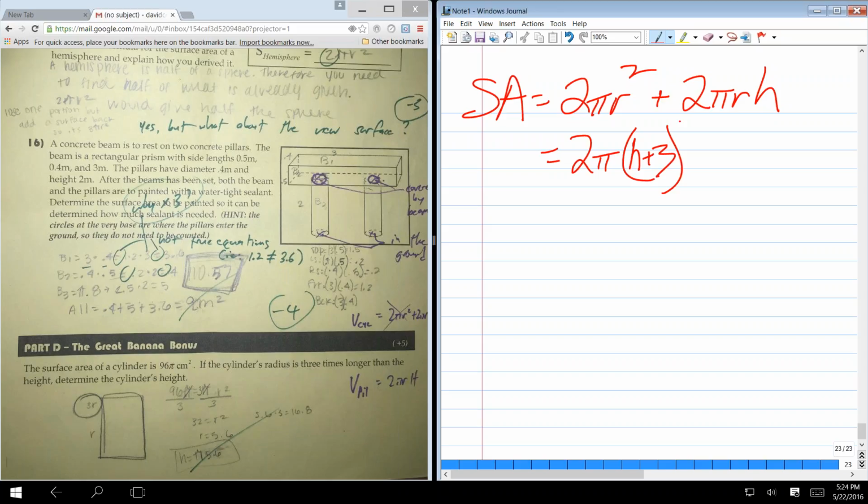Yes. Okay, I got to square it. Plus 2 pi, instead of r, I'm going to write h plus 3. There we go. And they give us the surface area, 96 pi. Well, there's only one variable in that, h. Now, granted, there's a lot of algebra involved, but all you have to do is expand it, simplify, combine, solve the equation for h, and you'll have your answer.